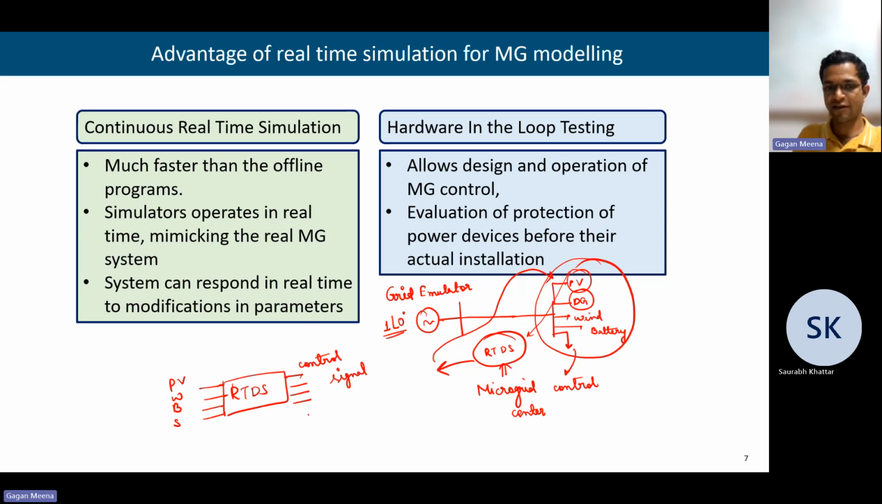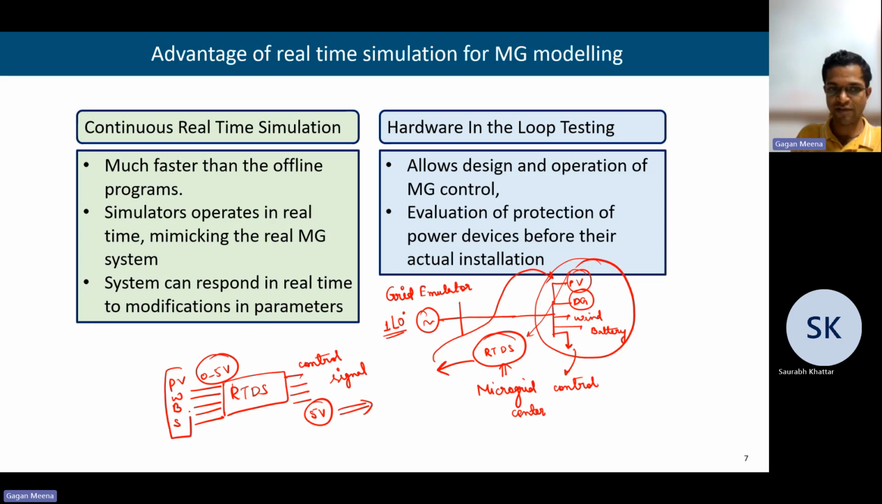And now, because these control signals are always limited to 5 volts, whatever control signal output we get from the RTDS will be in the range of 0 to 5 volts. We can give the control signal here. But the input which we are receiving and inserting into the RTDS will also be in the range of 0 to 5 volts.